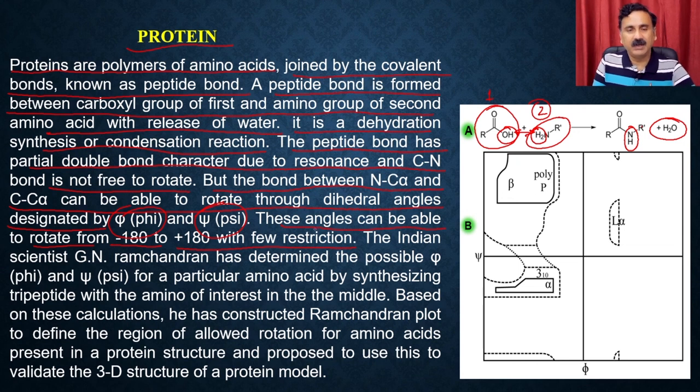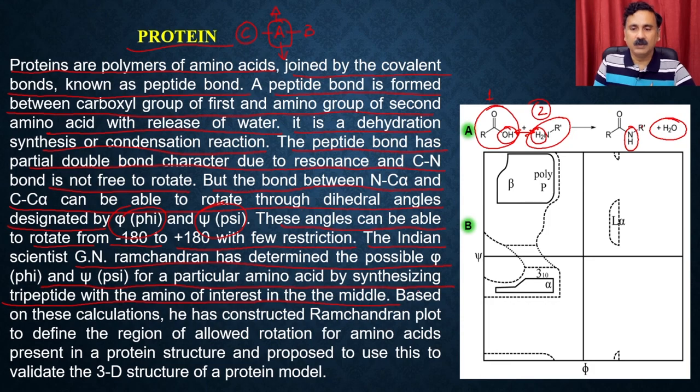To exploit this phenomenon, the Indian scientist G.N. Ramachandran determined the possible phi and psi angles for a particular amino acid by synthesizing a tripeptide with the amino acid of interest in the middle. For example, if he wants to calculate the phi and psi angles for A, he makes a tripeptide with C and B. You can keep changing these tripeptides, and that's how you can calculate which different psi and phi angles are possible under different conditions.